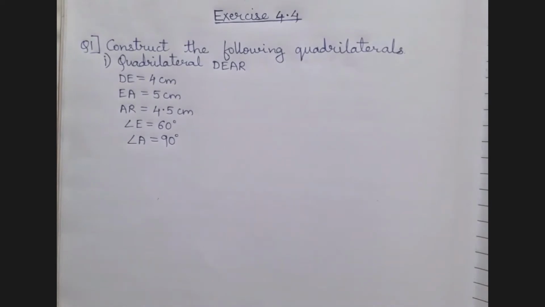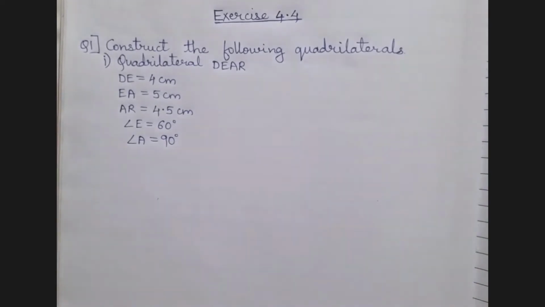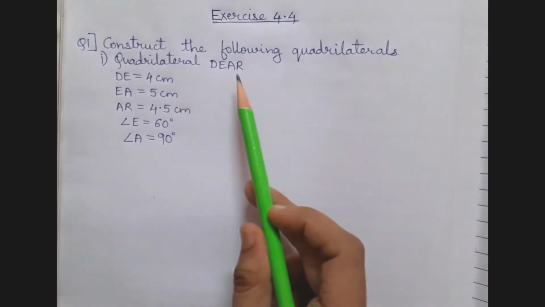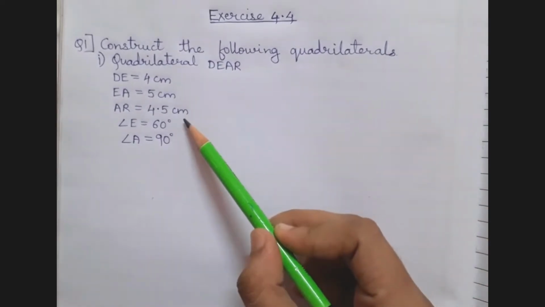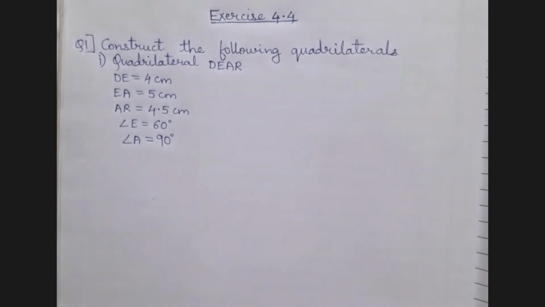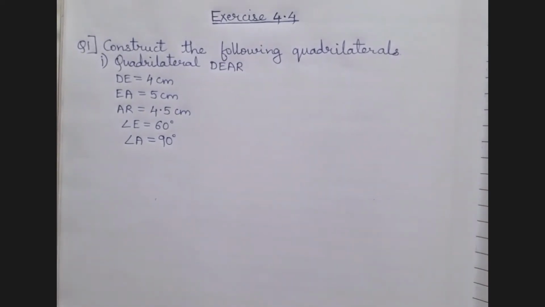Hello students, now we will begin with exercise 4.4 question 1. Construct the following quadrilaterals, and sub question 1 is quadrilateral DEAR. Here the measurement of 3 sides and 2 angles are given to us. With the help of this measurement we will now construct our figure.